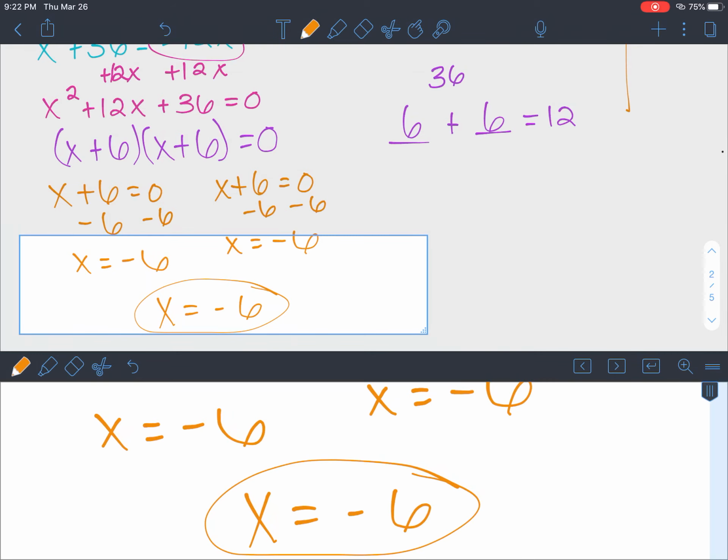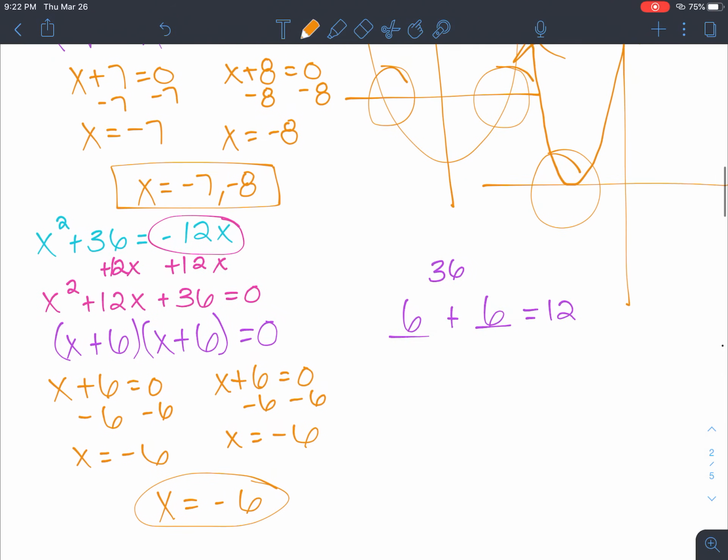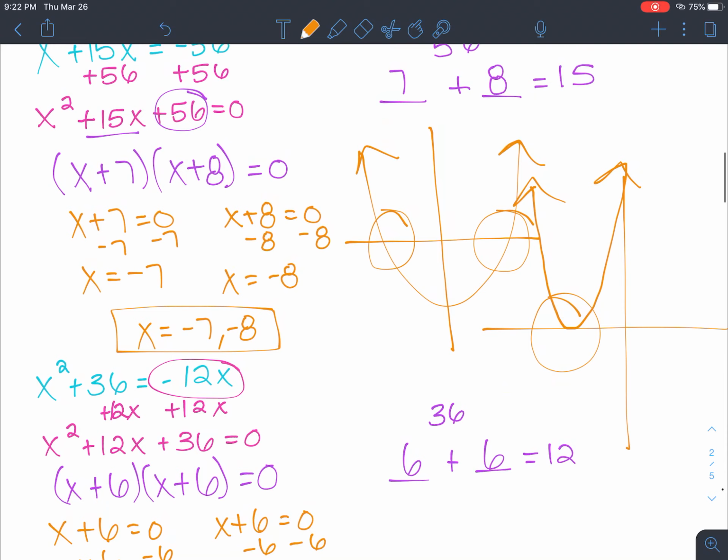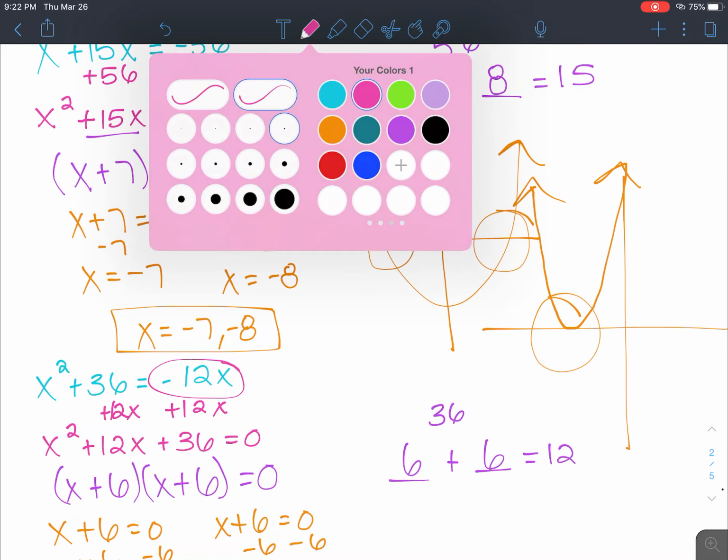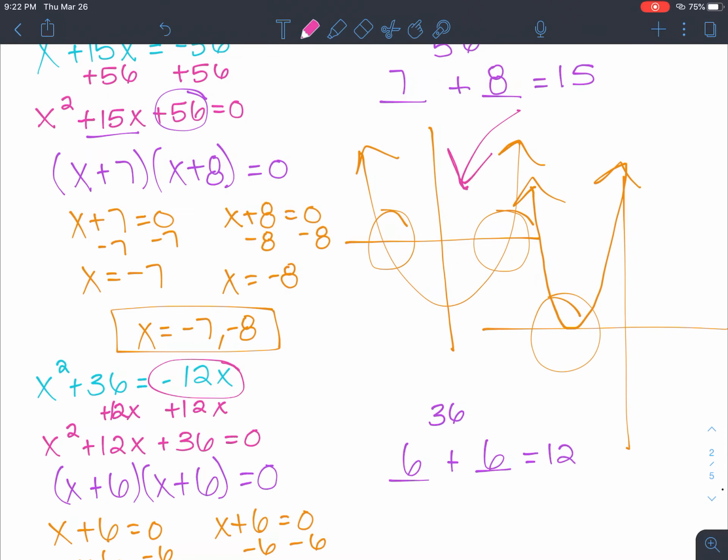And this is an example of that second graph that I drew. So the first problem we did is an example of this graph here, where it has 2 solutions. And then that bottom example that we just did was an example of this graph where it only has 1 solution. Both are relative.